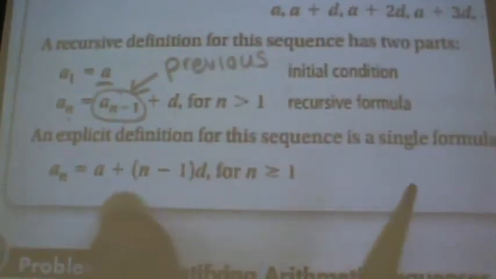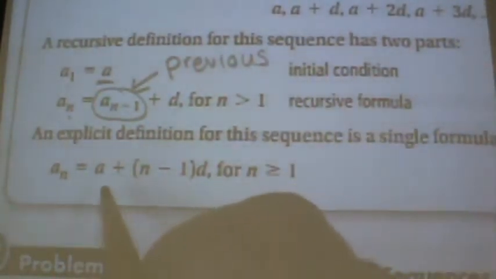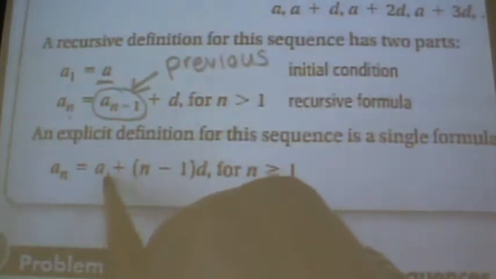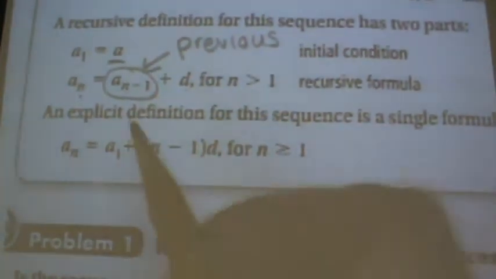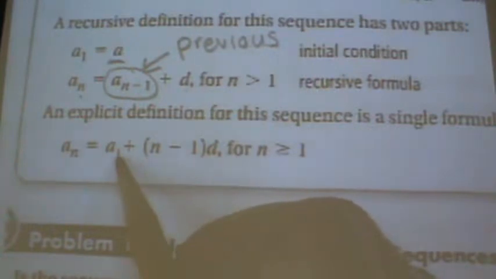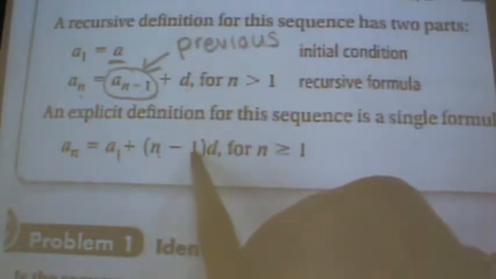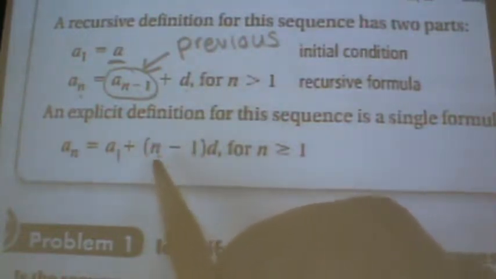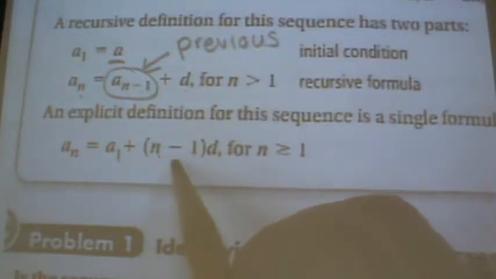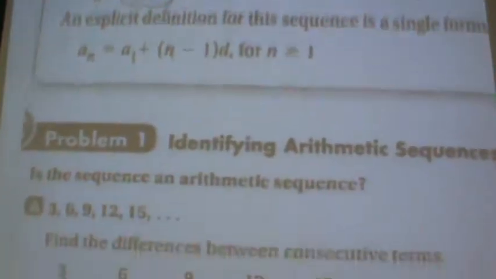Whereas the explicit formula looks like this. You have to know, and this should say a sub 1. I don't know why it doesn't say that. It should say a sub 1, which is your first term in the sequence, plus n is the term you're looking for, minus 1. So actually the previous term, like if you're looking for the 100th term, you look at the 99th term, and then times d.